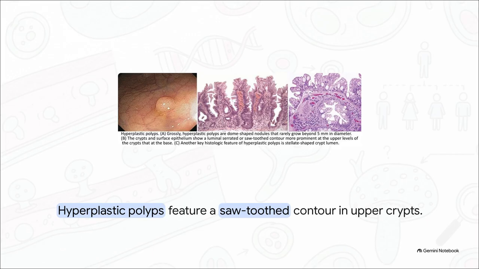What you absolutely need to burn into your memory right now is that in a simple, benign hyperplastic polyp, this serration is restricted strictly to the upper third of the crypt. The crypt bases are totally, completely normal, and there is zero dysplasia. They have absolutely no malignant potential, but they are a crucial distractor for a much more sinister lesion that we're going to cover in just a moment.